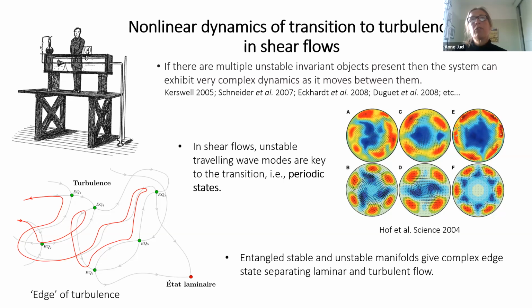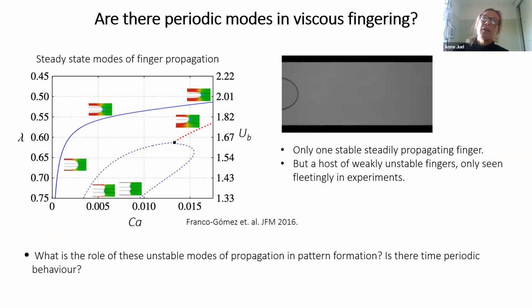Okay, so really the question that I've been trying to motivate is: do we see periodic modes in viscous fingering? And if we do, do we see them as stable periodic modes or unstable periodic modes? Is there a propensity to create more complexity than the very simple one stable, steadily propagating finger that you normally see when the system is not disordered?